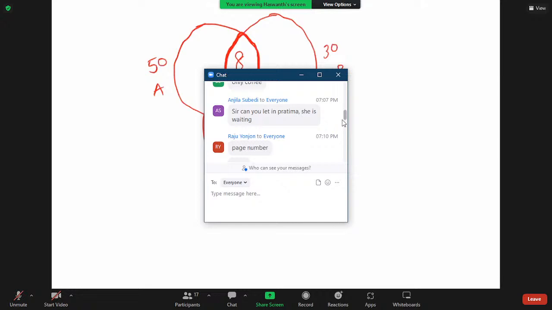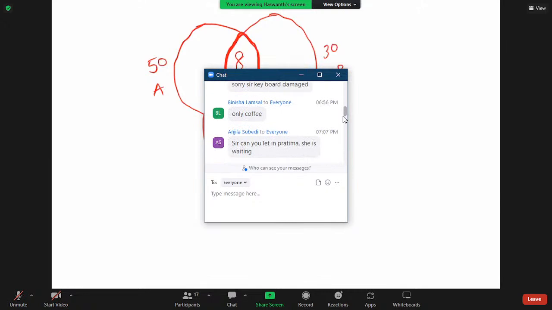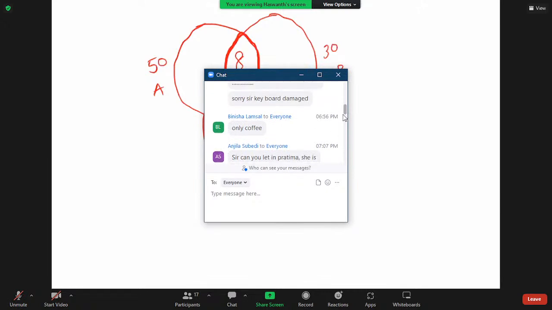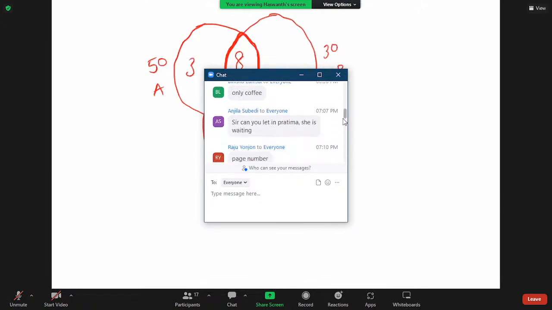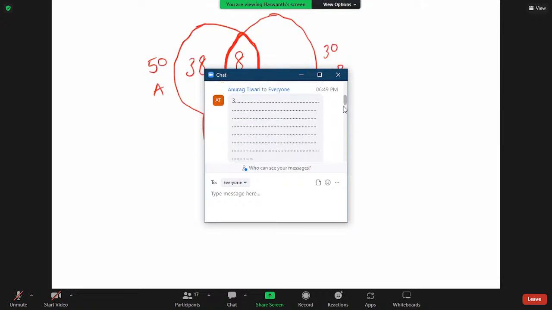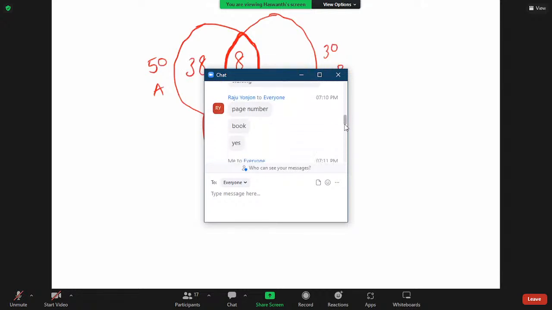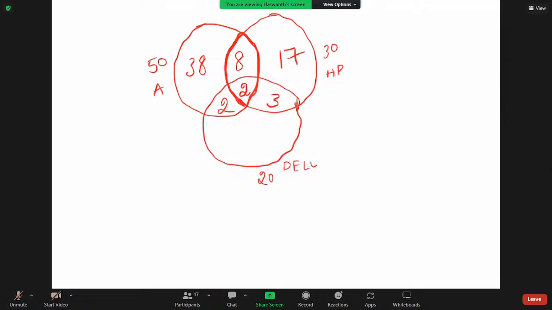Now fill only one brand regions. The total value of the Apple set is 50. Already 12 is there, 8 plus 2, 10 plus 2, 12. Remaining 38. Then 30 use HP. Already 8 plus 2, 10 plus 3, 13 is there. Remaining 17. 20 use Dell. The total value of the Dell set is 20. Already 2 plus 2, 4 plus 3, 7 is there. Remaining 13.